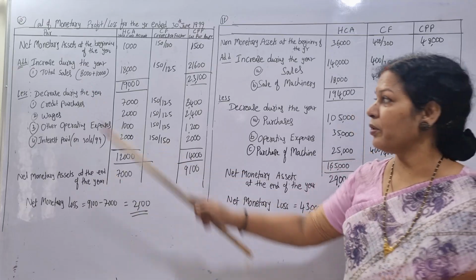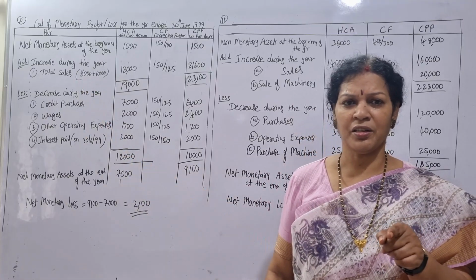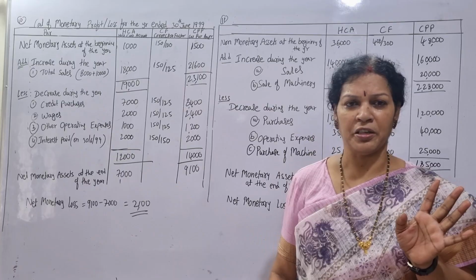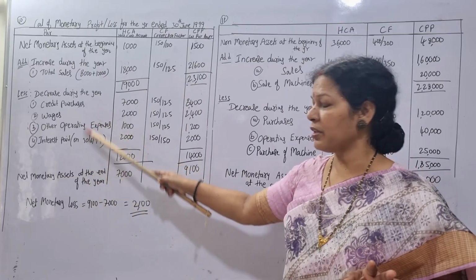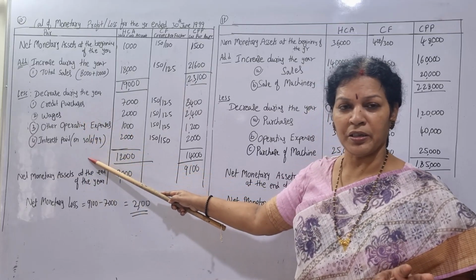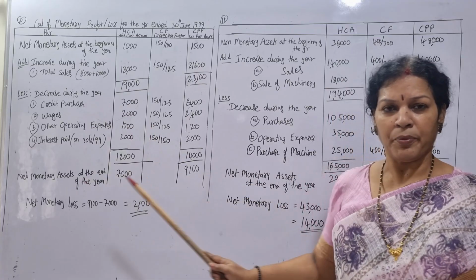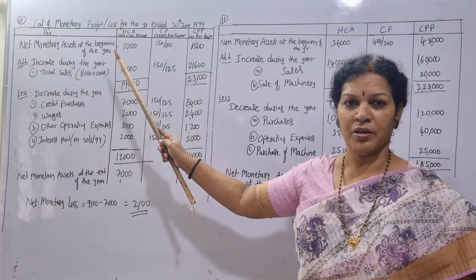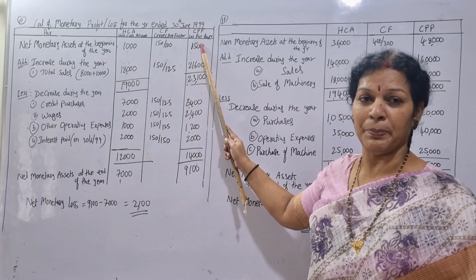We have income of only one item, that is sales. Whether it's credit sales or cash sales, whatever it may be, it's an income. So that we have added. And the rest are 4 expenses: credit purchases, wages, operating expenses, and interest paid. All these are expenses we are deducting. Pro forma you understood. Historical cost, HCA we have written, and then after that correction factor and CPP.